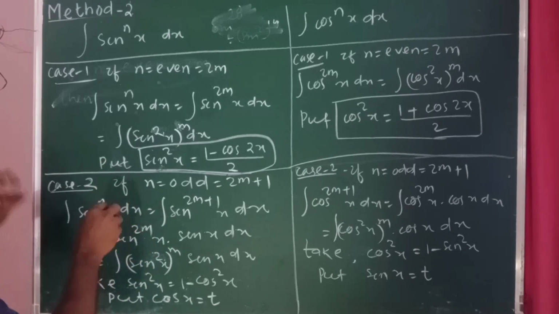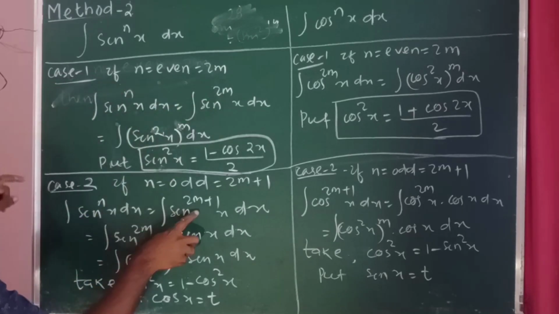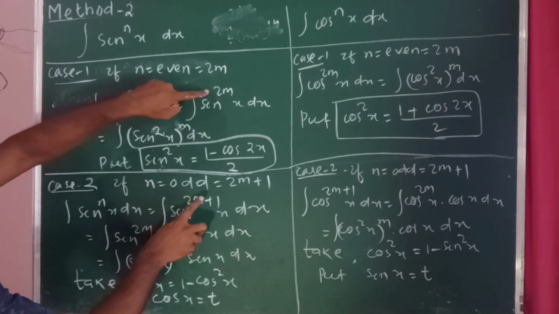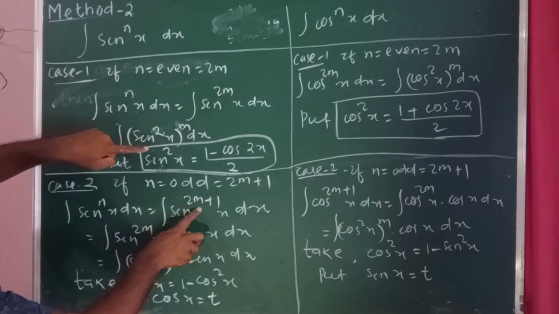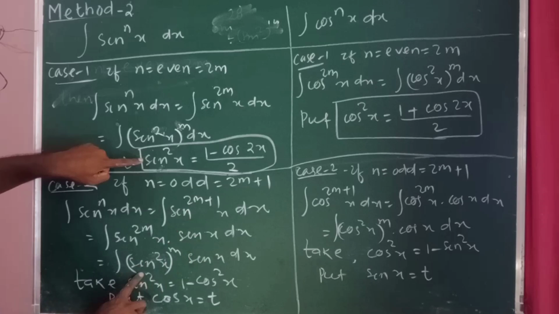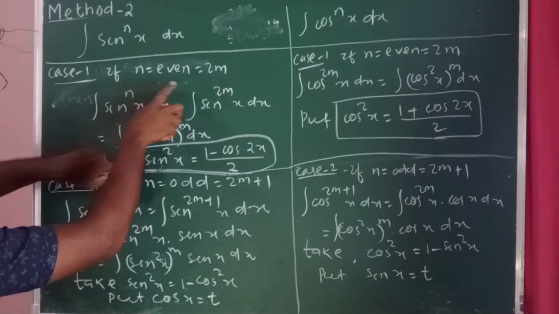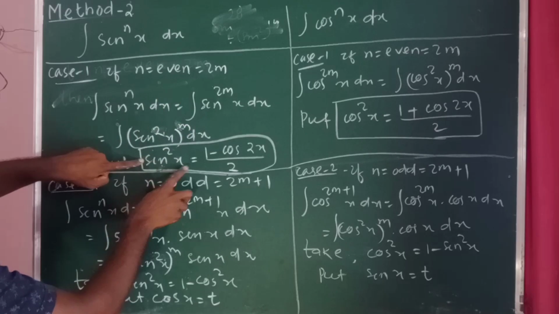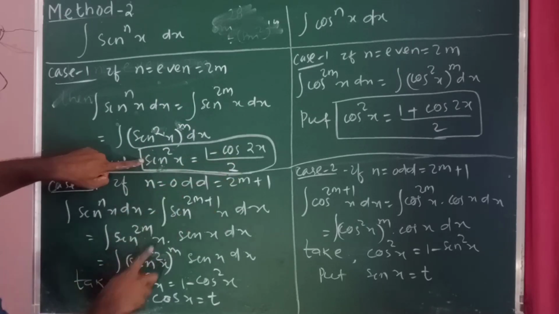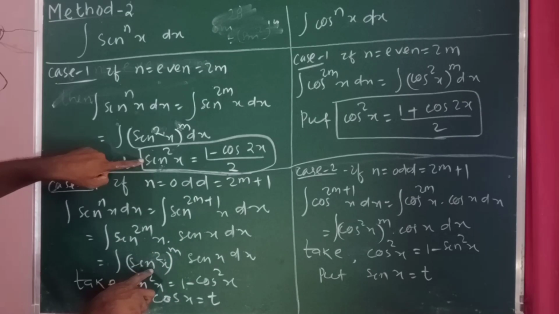Now look at here, the power of sine may be even or may be odd, but you have to evaluate the value of a sine square. But if sine square is originated from even power, then you have to put sine square x is equal to 1 minus cos 2x by 2. And if sine square is originated from odd power, then you have to put sine square x is equal to 1 minus cos square x.